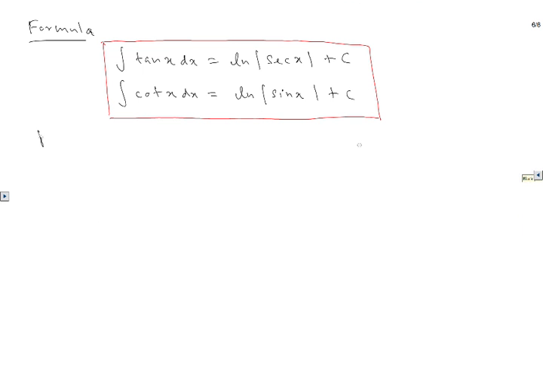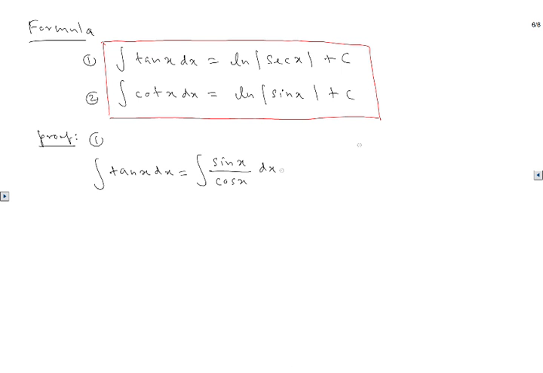Let's get the proof of 1 and 2. Let's do the first one. So this is the trick, and it's very simple now. What we do is start with the integral of tan x dx. Tan is sin x over cosine x dx.